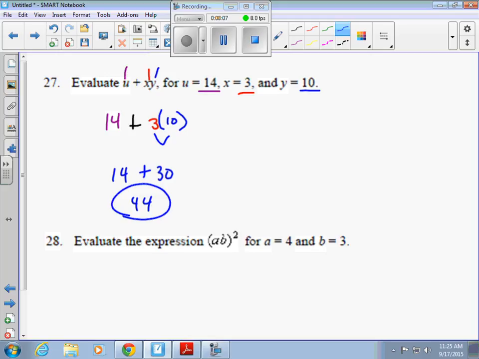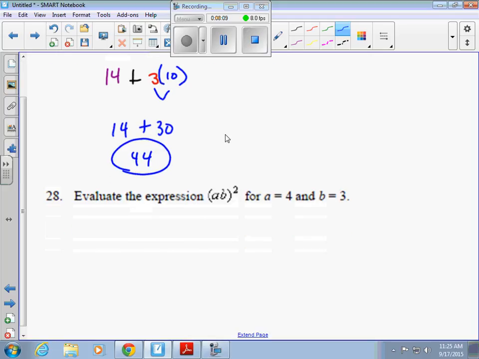Evaluate (ab) squared when a is 4 and b is 3. Again, in your order of operations, we have this in parentheses. A's value is 4 times B's value is 3. Order of operations says to do parentheses first. 4 times 3 is 12. That being squared means 12 times itself, not times 2. If you got 24, you didn't do the right operation. It's 12 times 12, which is 144.